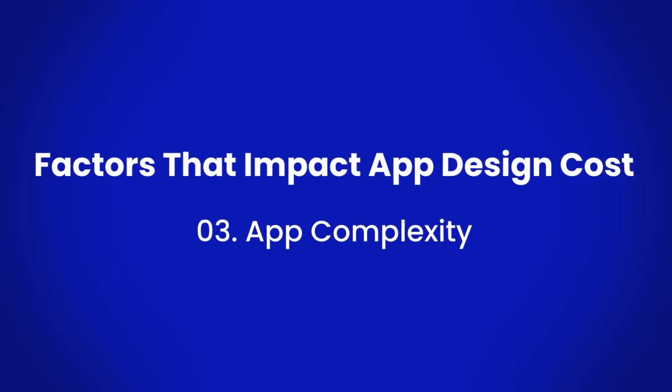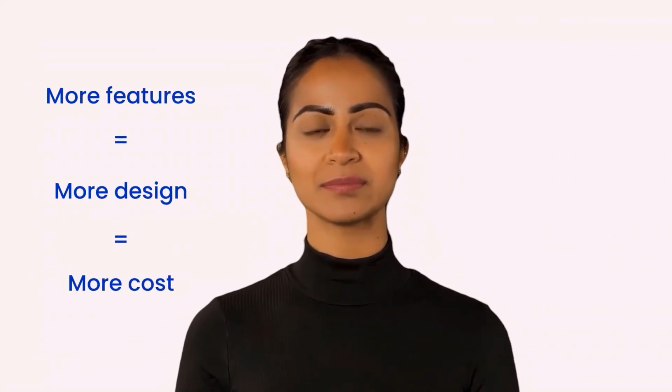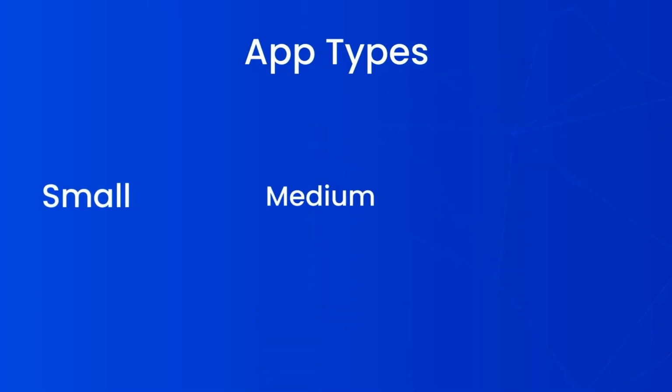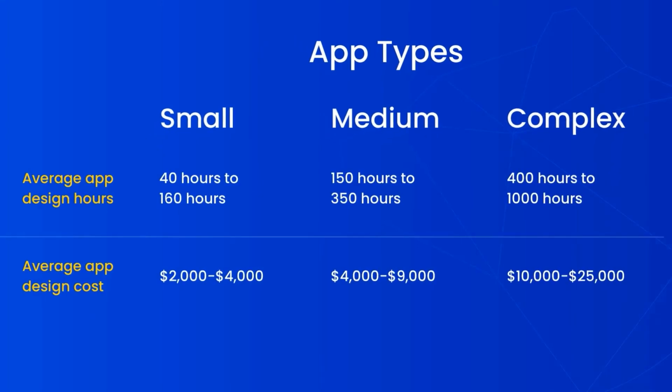The last factor that impacts app design cost is the complexity of the app. Every application is unique and has its own set of features and complexities. The more features you want to add to the app, the more screens the designers have to design. As a general rule, the apps are categorized on the basis of small, medium, and complex sizes. Each of these apps has its unique app design cost, along with other supporting factors.